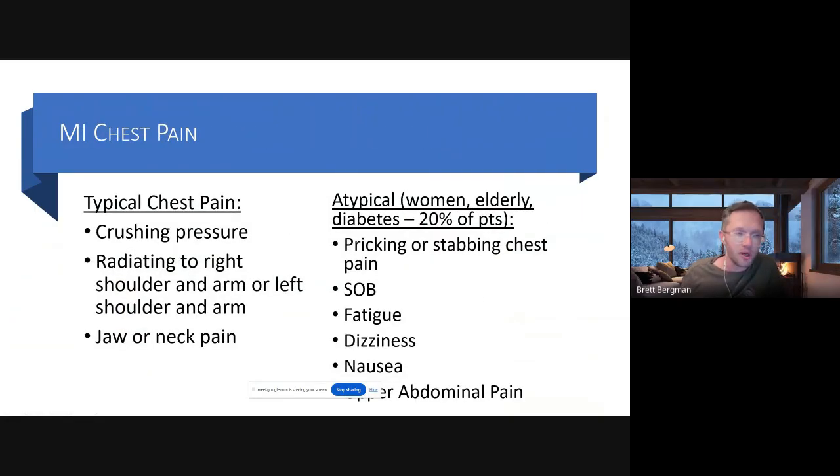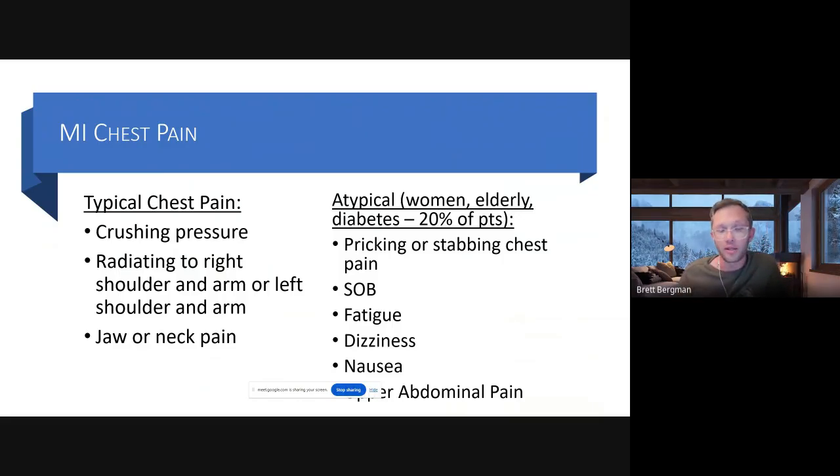So the typical chest pain is, patients will describe an elephant sitting on their chest. So it's a crushing pressure on their chest. It's common that it radiates to a shoulder or an arm. It's also common to have some pain up in the jaw and neck.